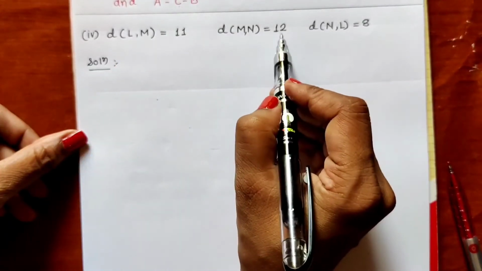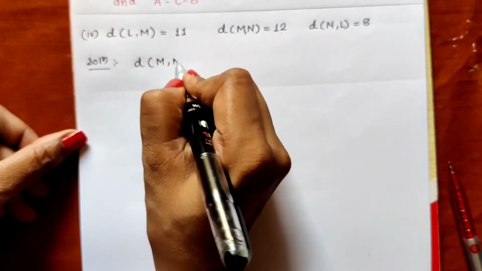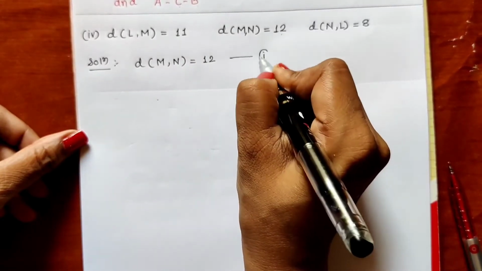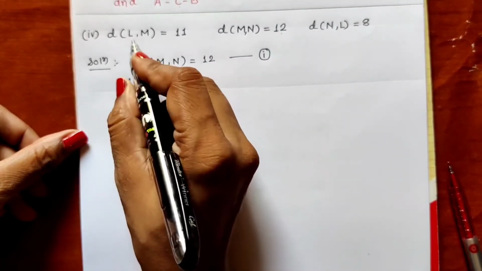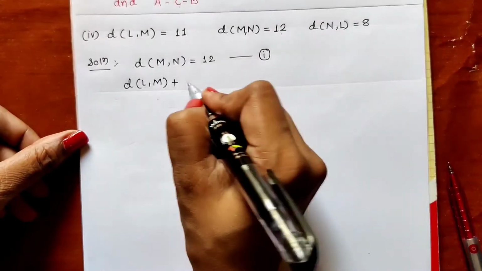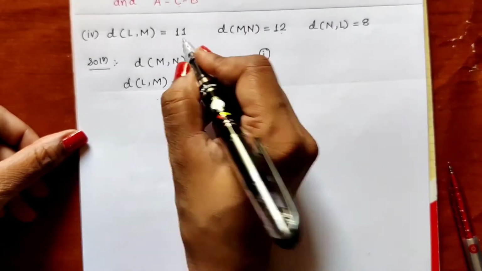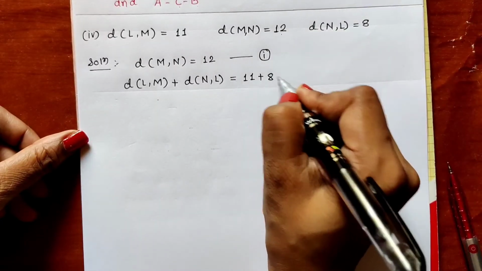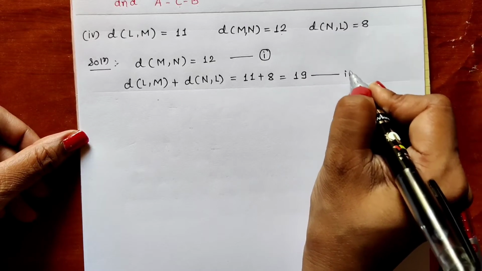As distance MN is the greatest one, we will write it first. Distance MN is equal to 12. It is equation number 1. The remaining 2 distances we will be adding. Distance LM plus distance NL. LM is 11 and NL is 8. 11 plus 8, we all know, is 19. This is our equation number 2.